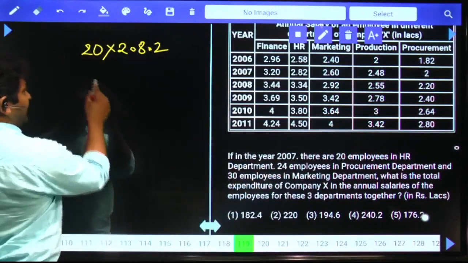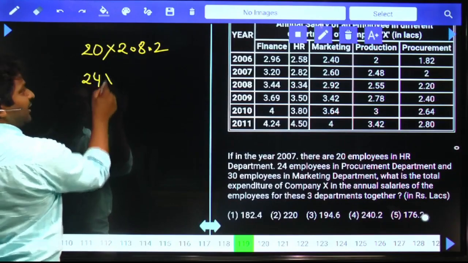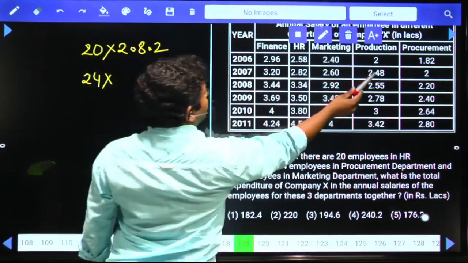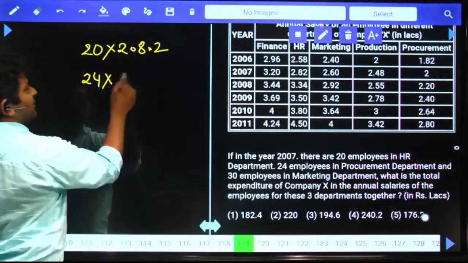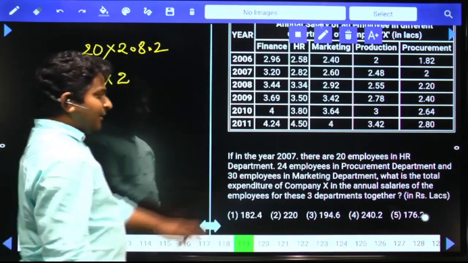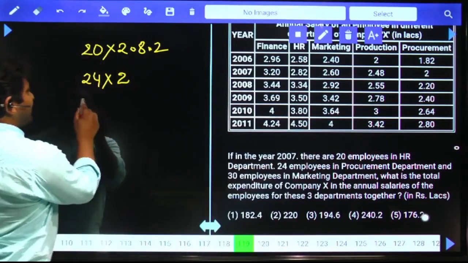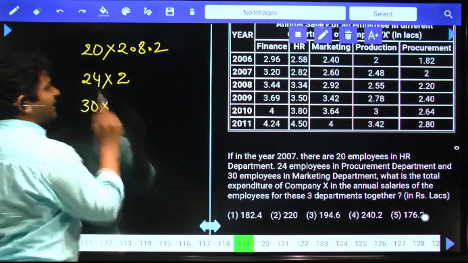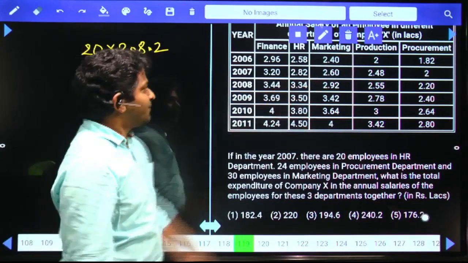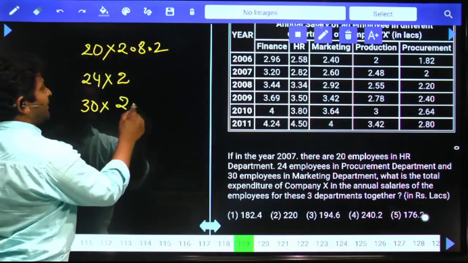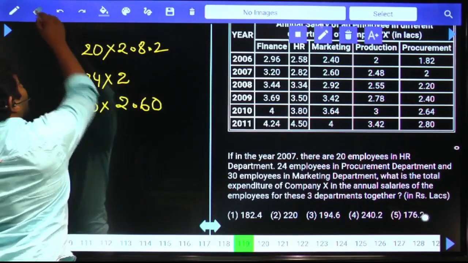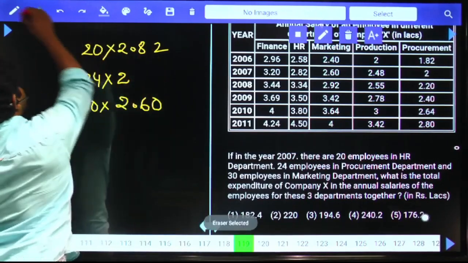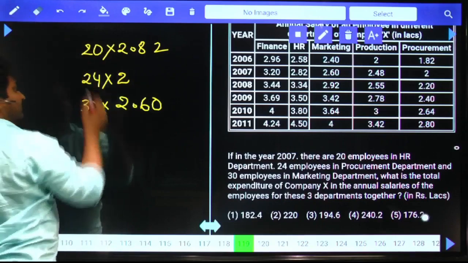24 in procurement, that is equal to 2. 30 employees in the marketing department, that is 2.60. Now, this is the sum we have to calculate.